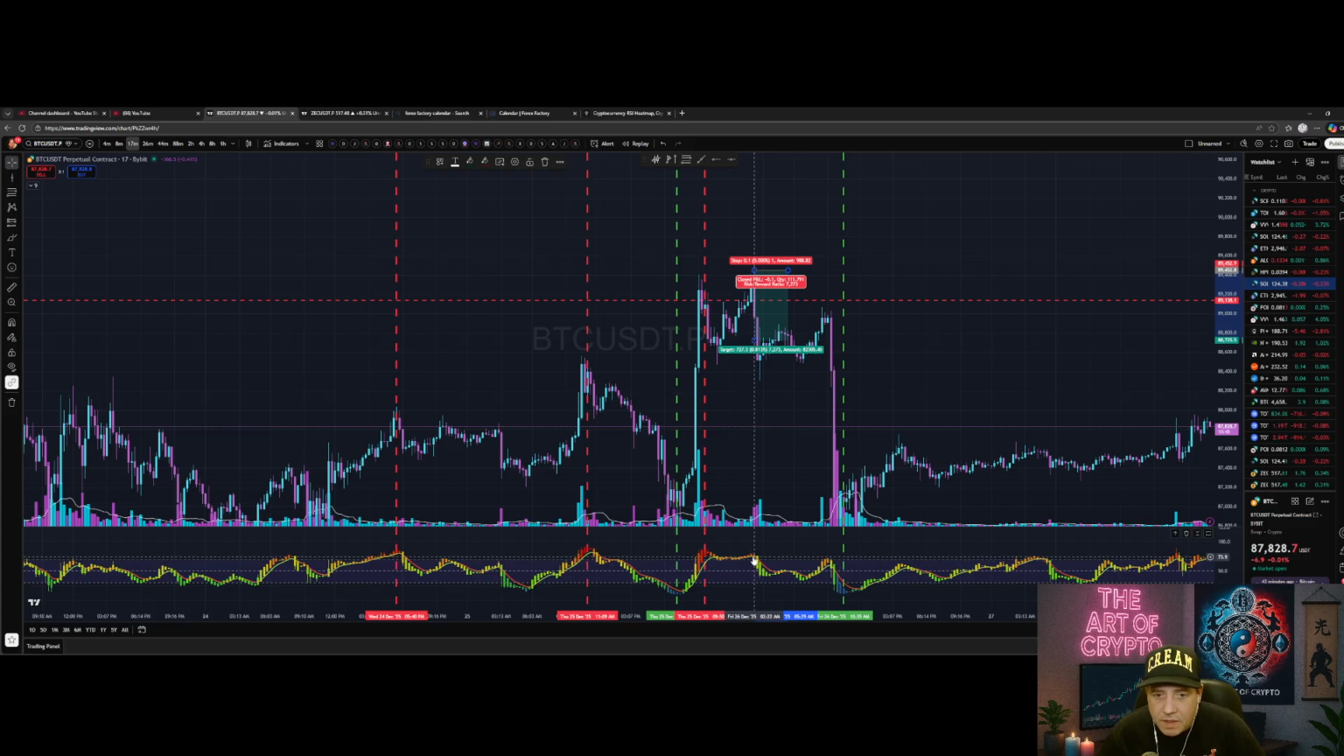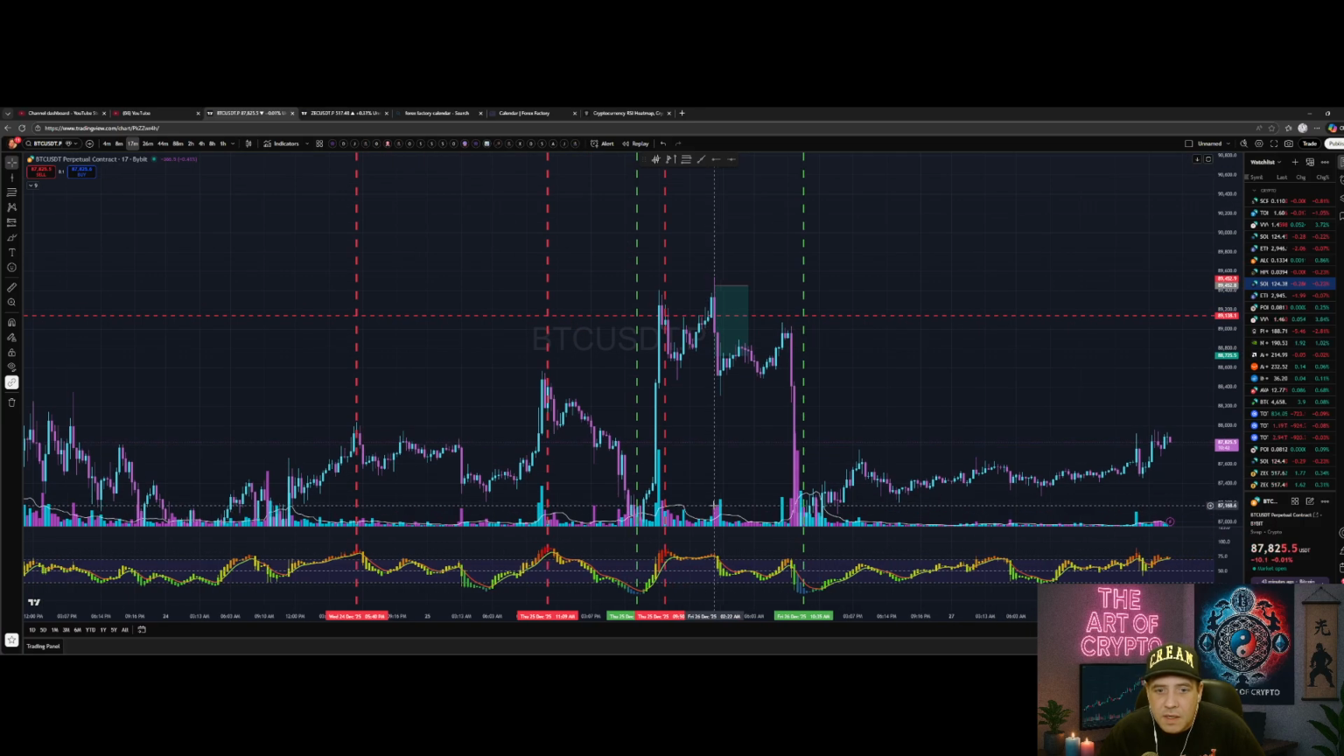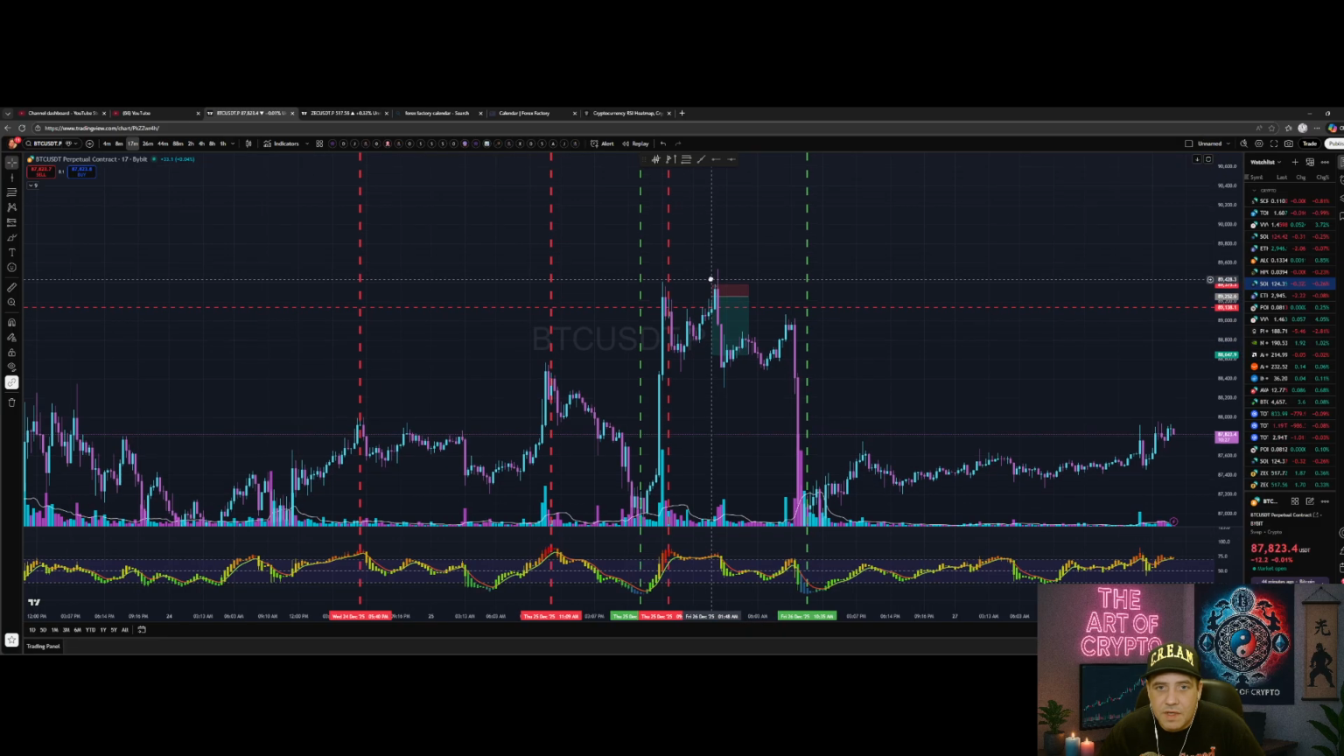this bear div. See right here? What candle is this? Yeah, it's like the high. Pretty much. One of these two. So you'd enter on one of these two candles. Preferably the latter.